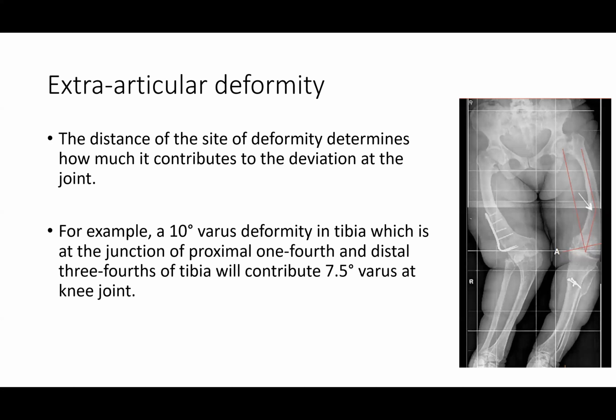Then we have to look for extra-articular deformity. The distance of the site of deformity determines how much it contributes to deviation at the joint. For example, a 10-degree varus deformity in the tibia, which is at the junction of the proximal 1/4 and the distal 3/4 of the tibia, will contribute to 7.5-degree varus. That is, 3/4 of it at the knee joint.